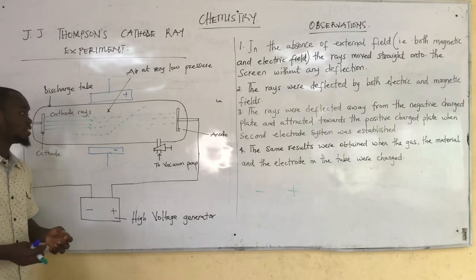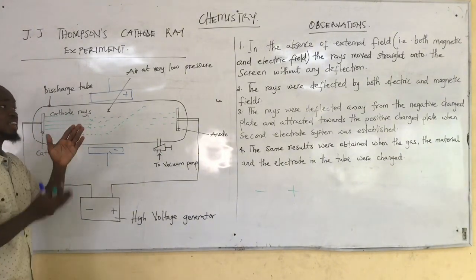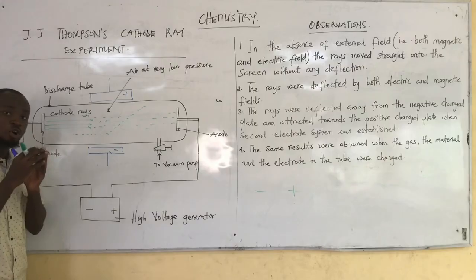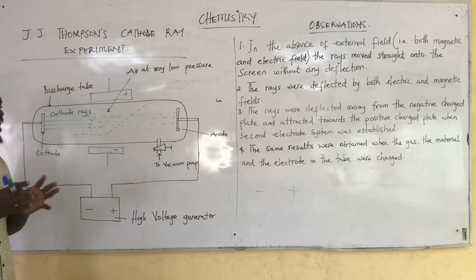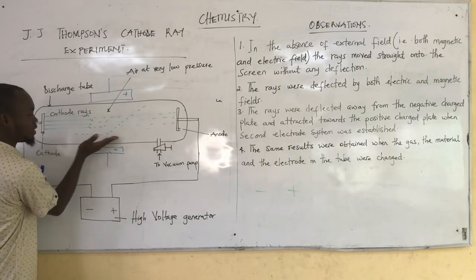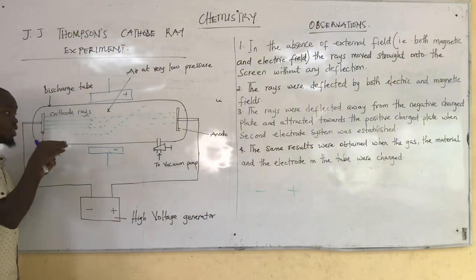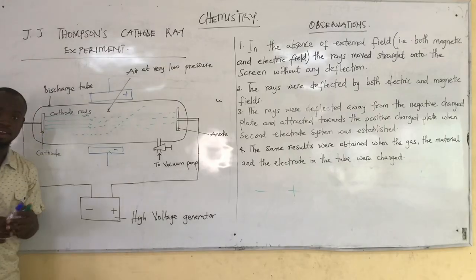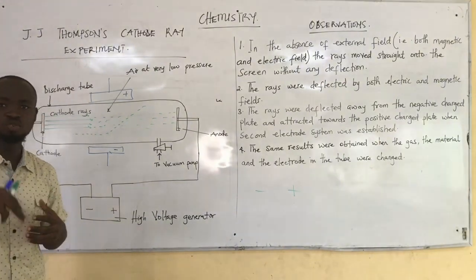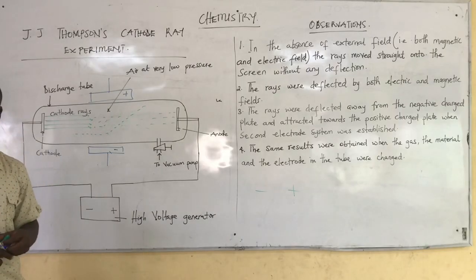Another observation was that once an external field was created around the tube, the particles were seen deflecting, both using the magnetic field and also the electric field. Is that okay? Another observation was that the particles were bending away from the negative terminal of the second electric system that was introduced to create an electric field around the tube, towards the positive terminal. Is that okay? And the last observation was that after several changes in the materials used in the setup, the same result was obtained.